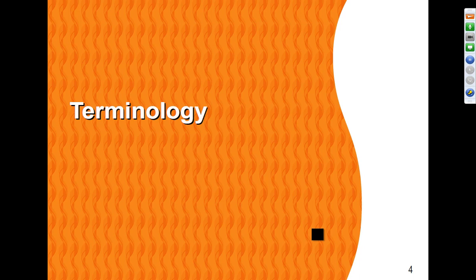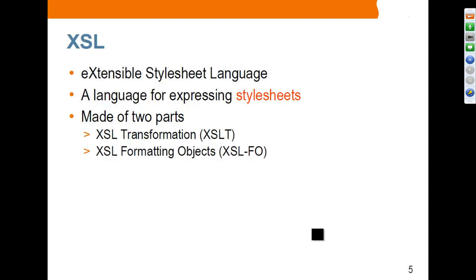Alright, so let's move on to the terminology. XSL stands for Extensible Style Sheet Language. It's an XML language for expressing style sheets. It's made of two parts: XSL Transformation, which is called XSLT, and XSL Formatting Objects. We are mostly focused on XSLT.